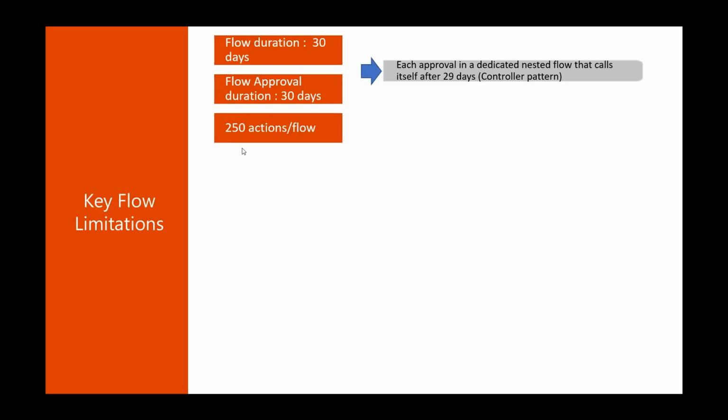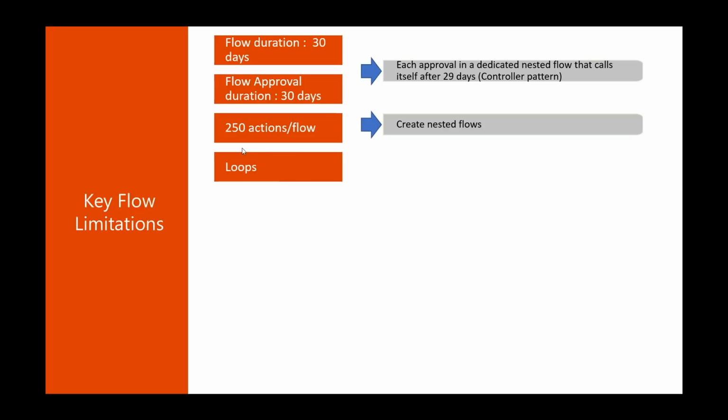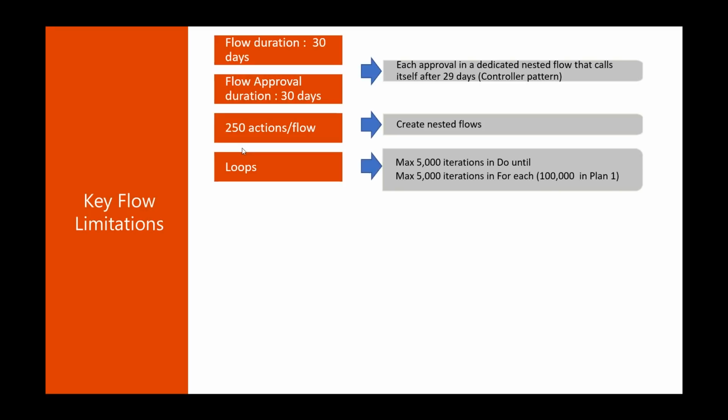Also, maximum 250 actions in a flow. If you want more, you have to split your flow into nested flows, small flows. I also call them service flows, because these flows that can be invoked by other flows are also REST services. And that can be very convenient. Loops: there are a maximum of 5,000 iterations in a do until, and a maximum of 5,000 iterations in a for each. If you want more, you can buy plan 1 that will give you 100,000.